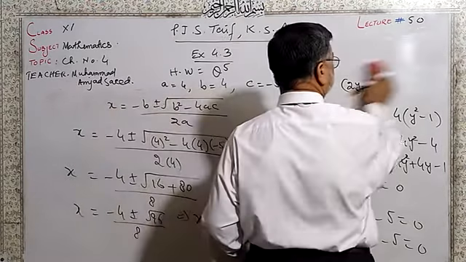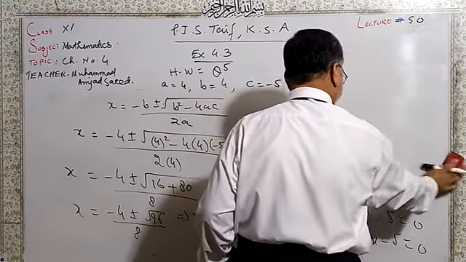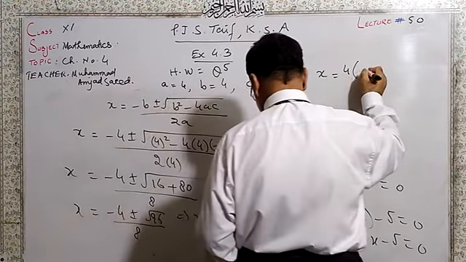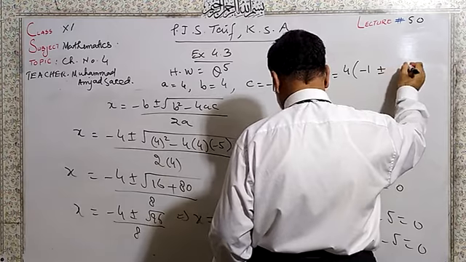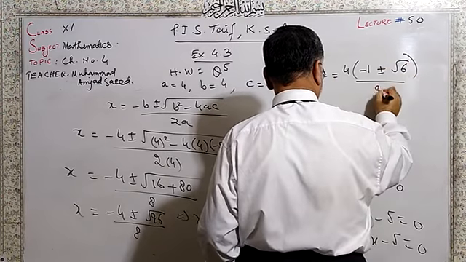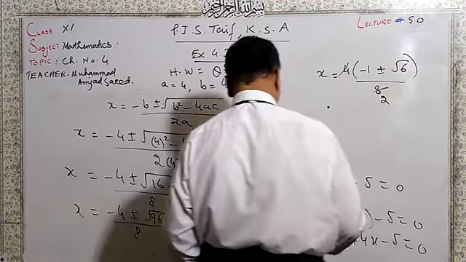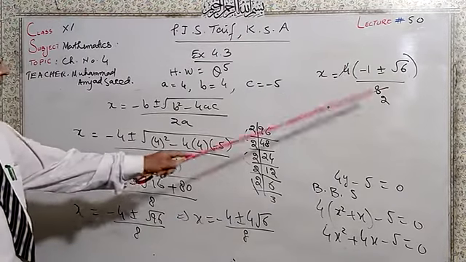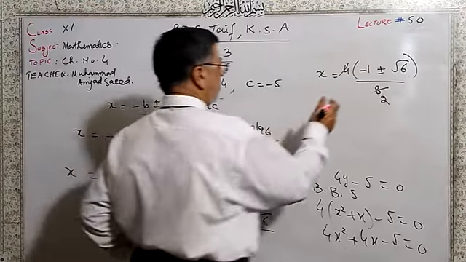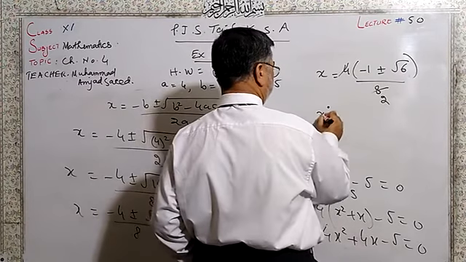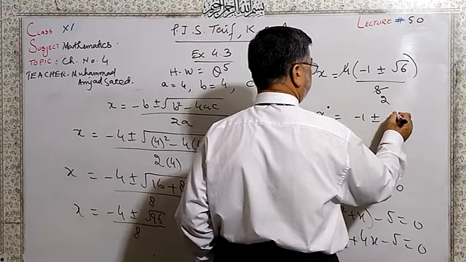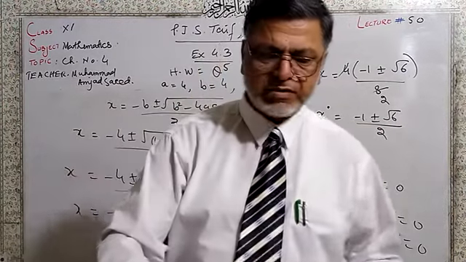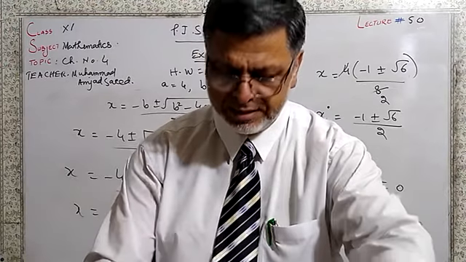So dear students, in this way we can find the value of x, taking 4 common: minus 1 plus minus square root of 6 over 8, that is over 2. You can take 4 common and then cancel out 8 by 4, and we are left with minus 1 plus minus square root of 6 over 2. So in this way, now we can check our answer.